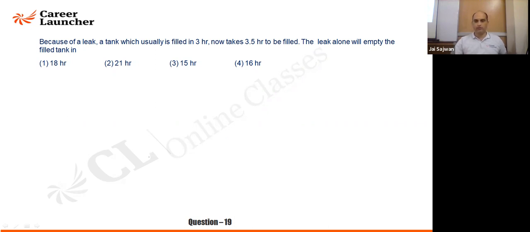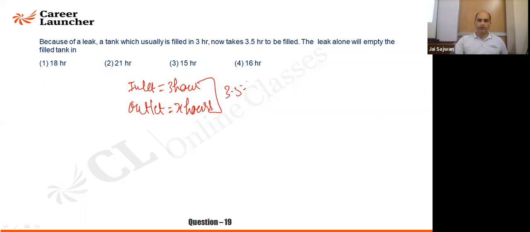Ujjwal, very nice, Janvi. So because of leakage, a tank which the inlet pipe usually fills in 3 hours, the outlet or the leakage is going to empty it in x hours. Overall, now they are going to take 3.5 hours if both of them are open. I'll say the inlet pipe in 1 hour fills 1/3. The outlet pipe can empty it in x hours, so in 1 hour it is 1/x. Overall, it takes 3.5 hours to fill it, so in 1 hour it is 1/3.5.